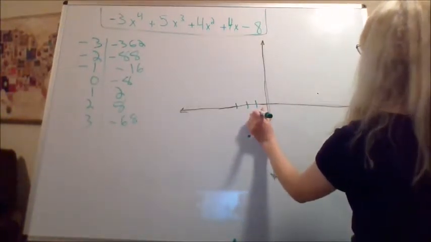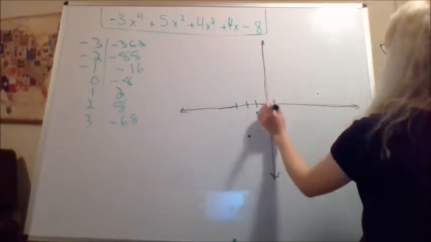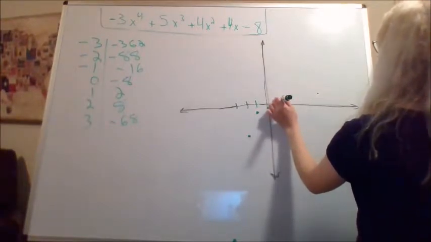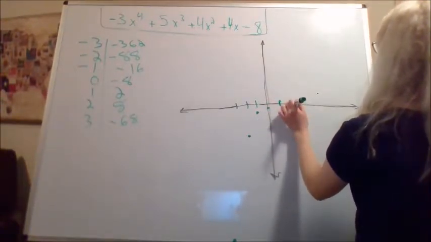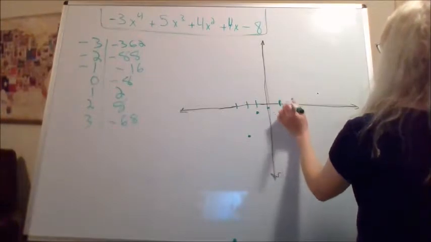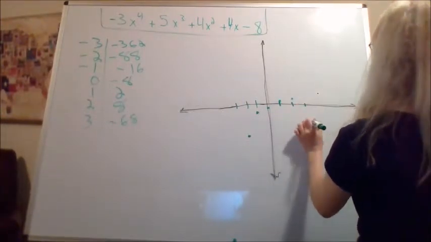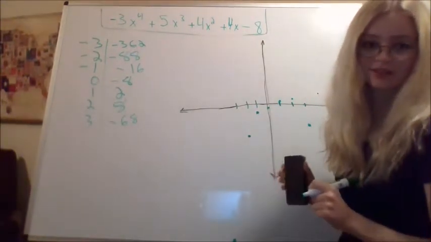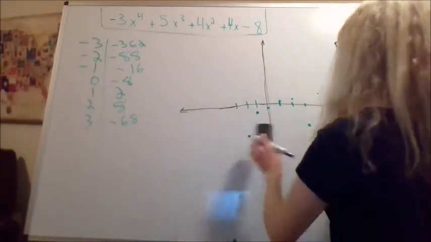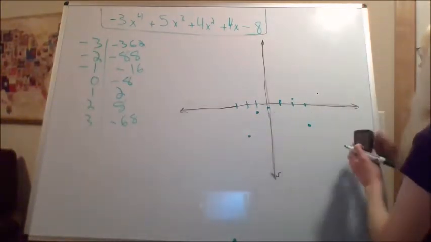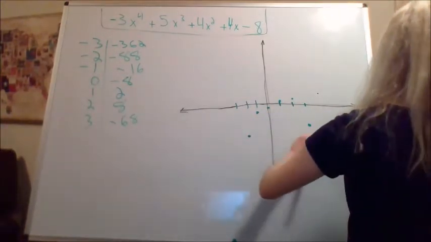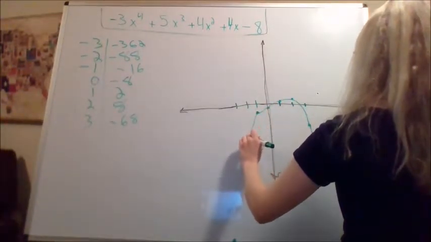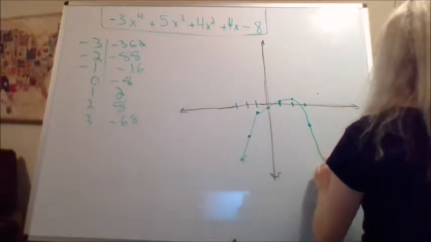-1, -16, 0, -8, 1, 2, 2, 8, and 3, -68. And like I said, it's okay that it's not proportional, because it tells us whether the y coordinate is positive or negative. So that is what we get.